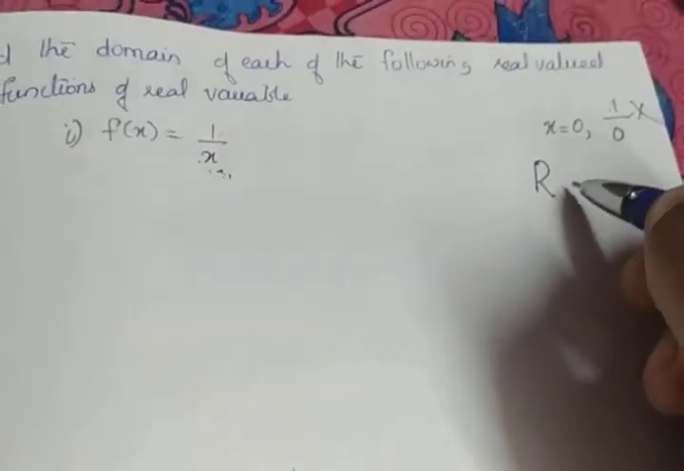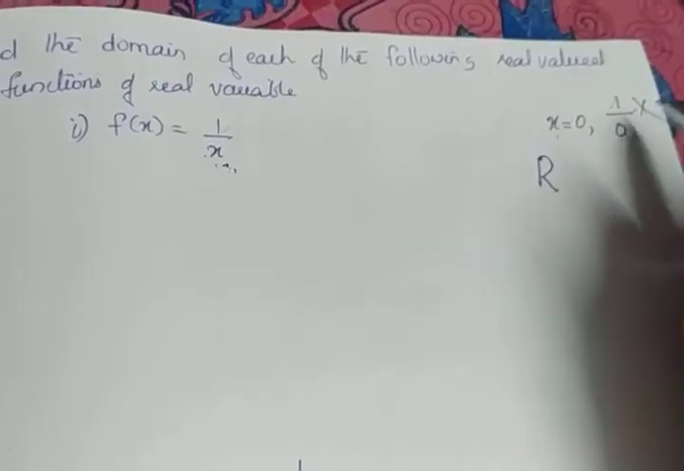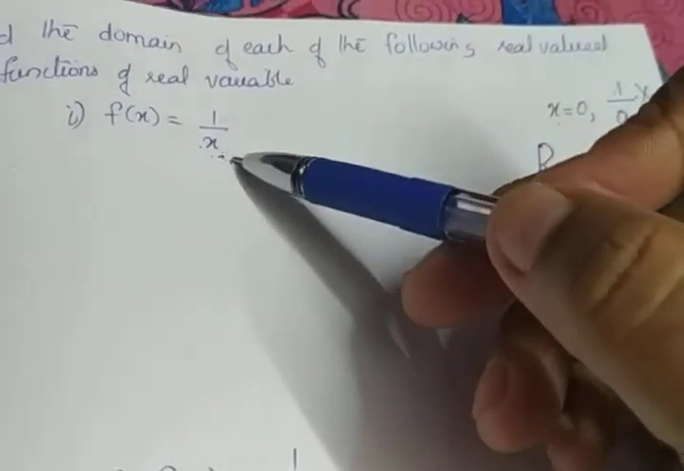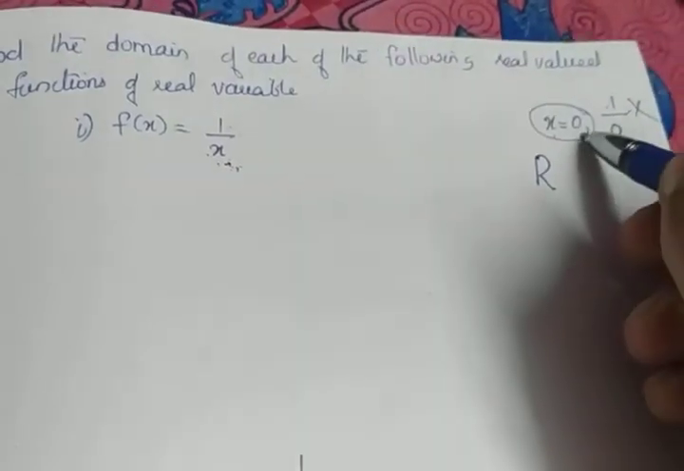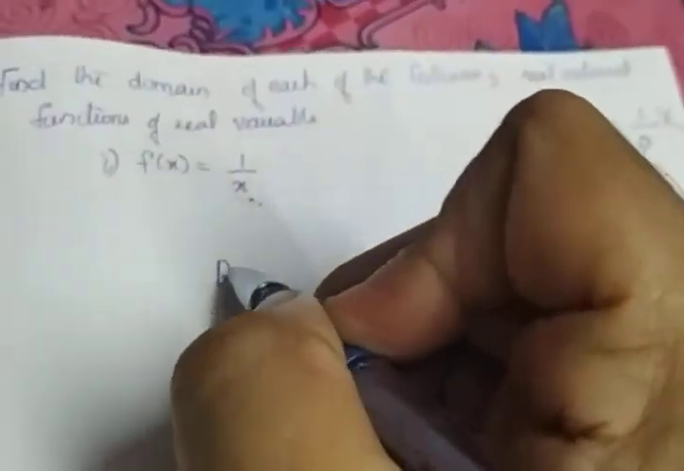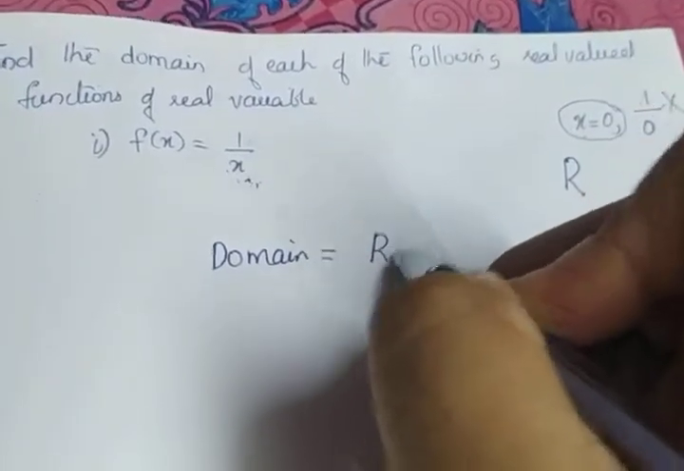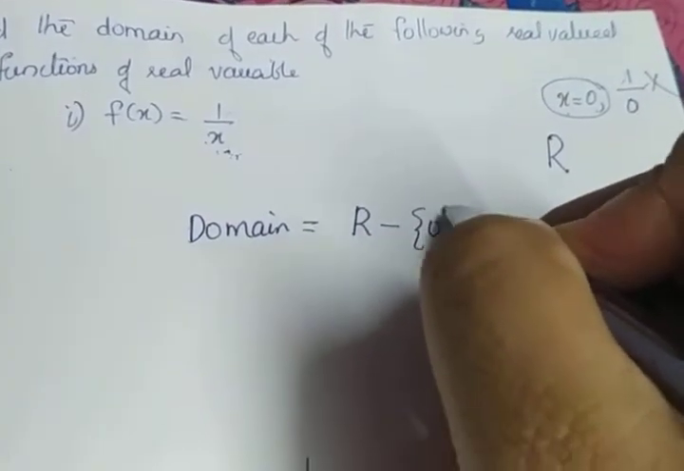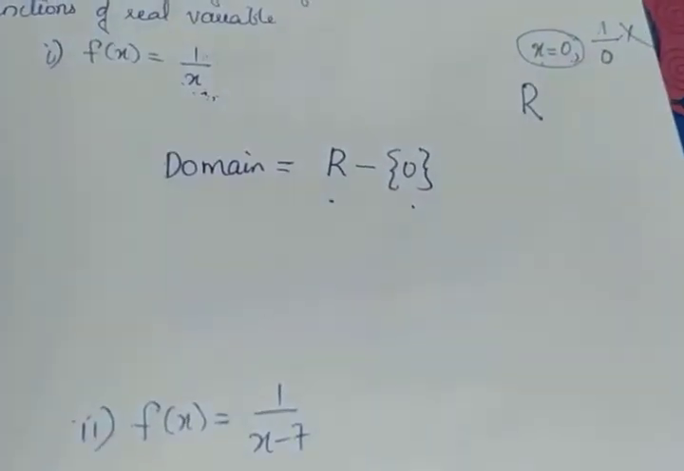Okay, so to find the domain, we have to take all the x values and avoid the x values which are not suitable for the function. The only x value which is not apt for the function is x equal to 0. Avoid that from the real numbers. So our domain will be equal to real numbers minus the set 0. We have to avoid 0 from the real number set. So R minus set 0.